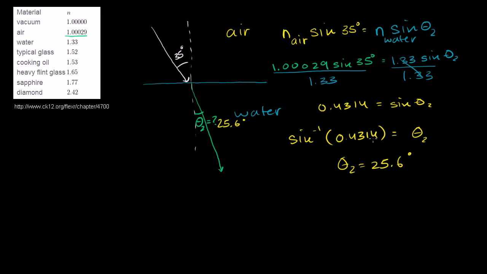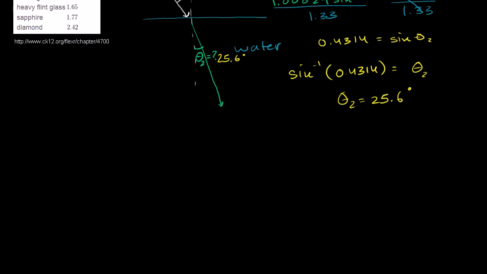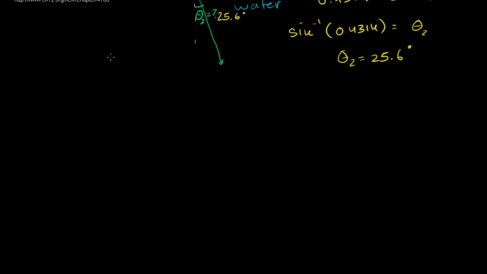Let's do another example. Just to make things simpler, let's say that I have some surface right over here. So this is some unknown material, and we're traveling in space. We're on the space shuttle. And so this is a vacuum.